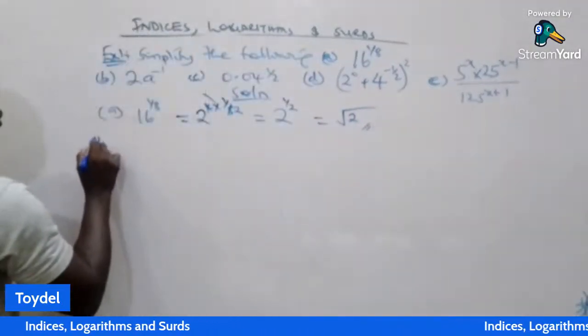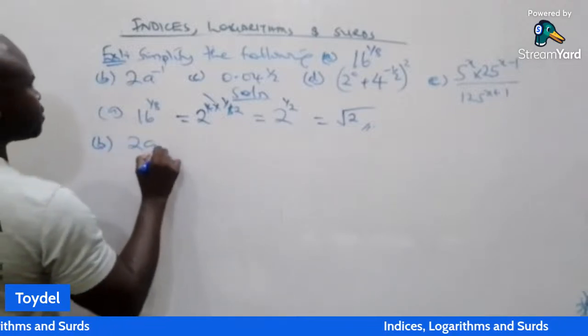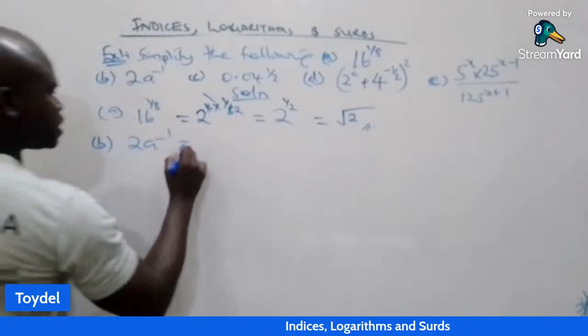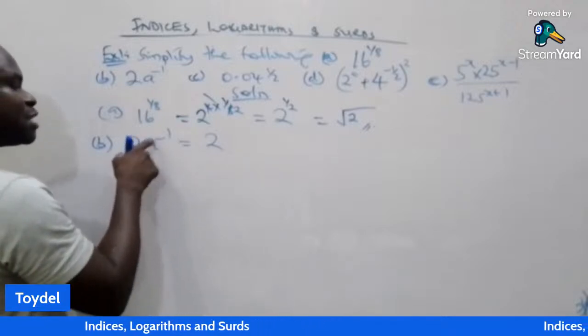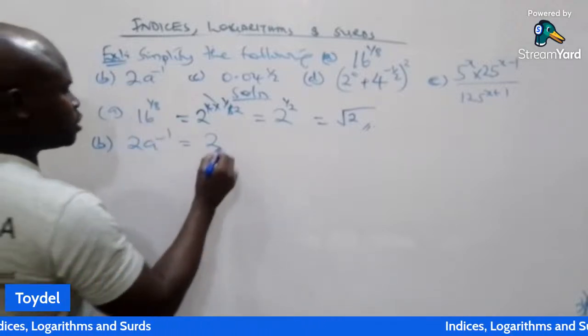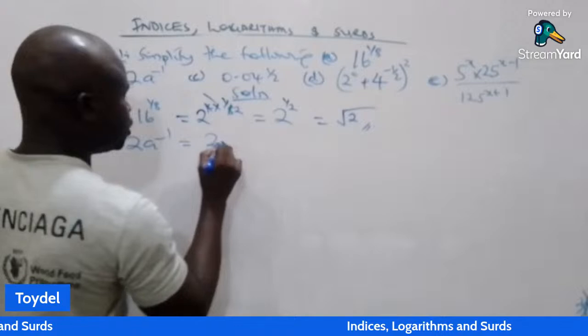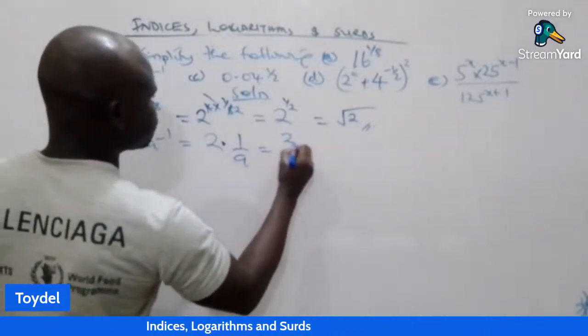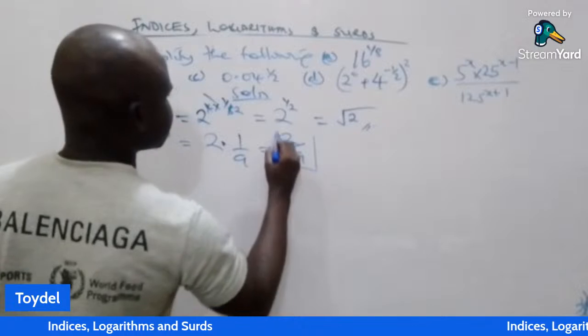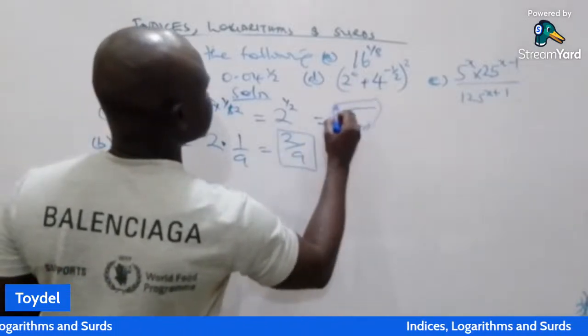Then we go to the second one, where we have 2 raised to the power a raised to the power minus 1. Of course, this 2 is a constant. If I want to rewrite a raised to the power minus 1 in positive form, the minus connotes reciprocal, so a raised to the power minus 1 is 1 over a. And we are going to have 2 over a as the answer. So this will be the answer.